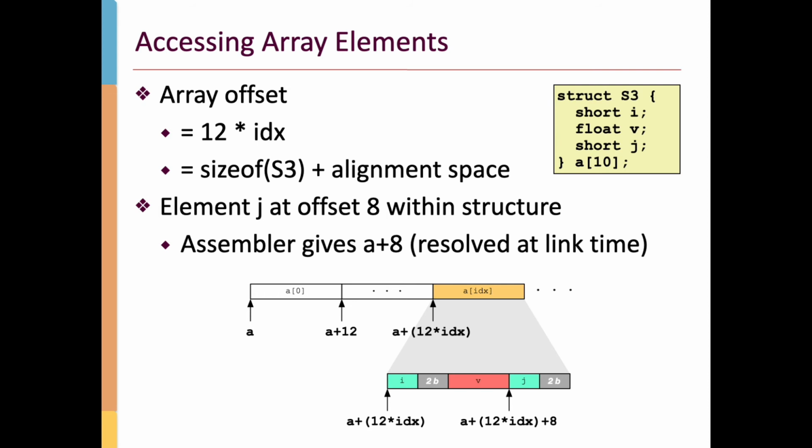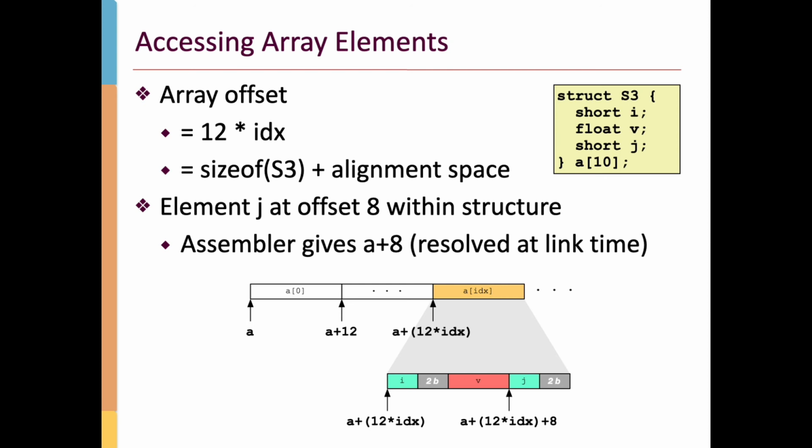We're going to use a new structure for this example. It's called S3. It's going to have these 3 elements: a short called i, that's 2 bytes, a float called v, which is 4 bytes, and another short called j, which is also 2 bytes. And this is going to be an array of 10 of those structures. If we look down here at the way this is going to be allocated in memory, we can see that we've got our first short value i at the beginning of each of these structures.